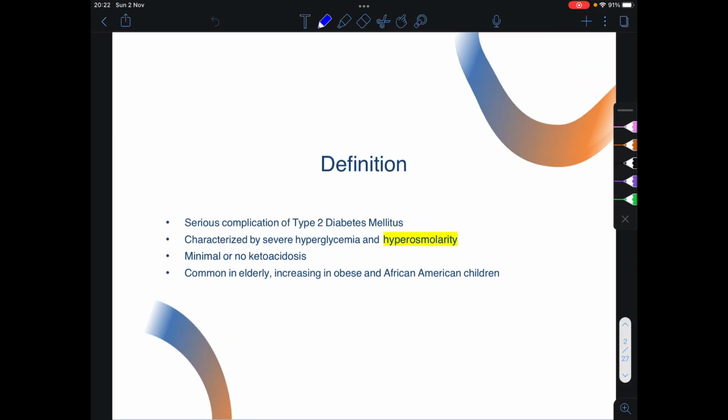Now, hyperosmolar hyperglycemic state is a complication that happens in patients who have type 2 diabetes, and it is characterized by hyperglycemia and hyperosmolarity. There is minimal or no ketoacidosis, and it's very common in the African American race and patients who are obese. There are also patients who have many comorbidities.